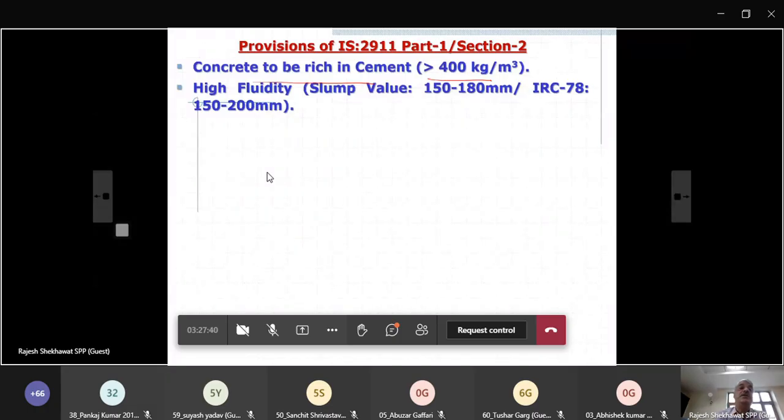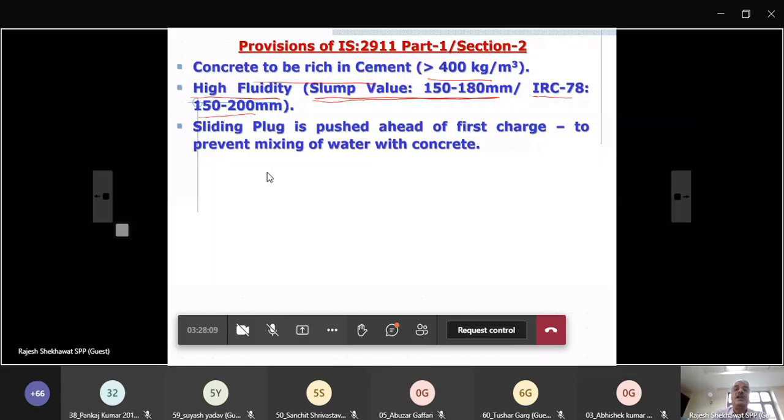Then high fluidity, that is a must. This requirement is a must because it has to flow through the tremie. Then it must flow at the bottom. It must flow on its own and should not create any blind spots. So slump value, as per the IS code, should be 150 to 180 mm. And as per IRC 78, which is the IRC code for bridges and foundations, it is 150 to 200 mm.